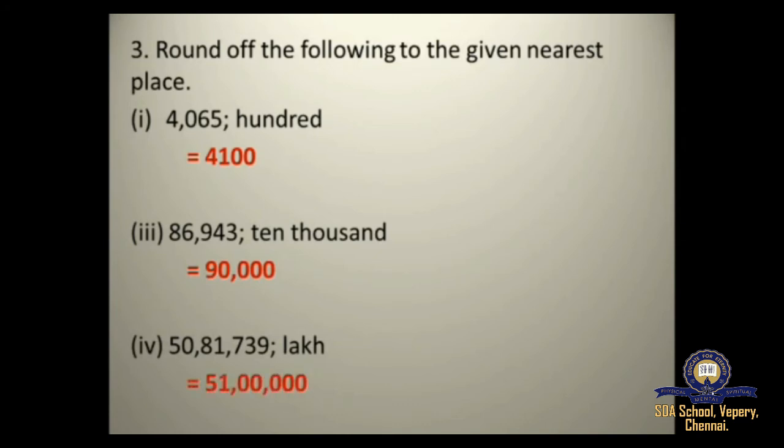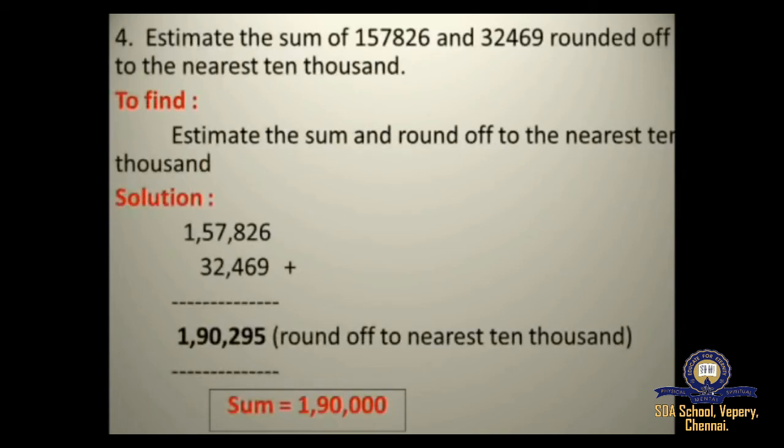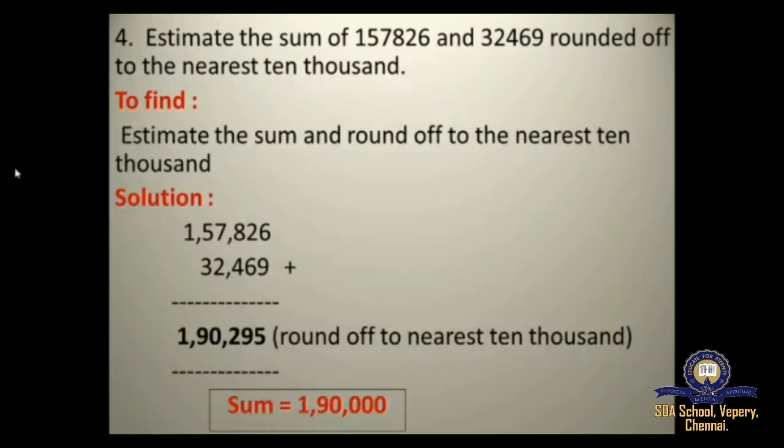Okay. So we'll move to the fourth sum. Estimate the sum of 157826 and 32469. Round off to the nearest 10,000s place. So first you're going to find out the sum of these two numbers and you're going to round off to the nearest 10,000s place.